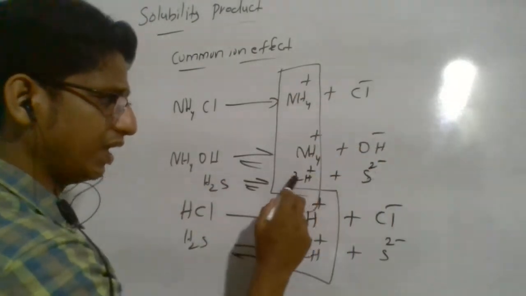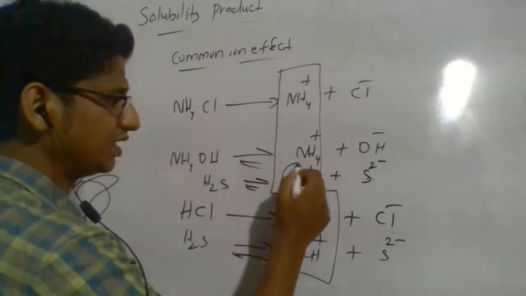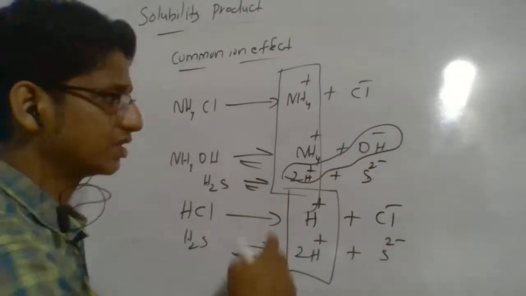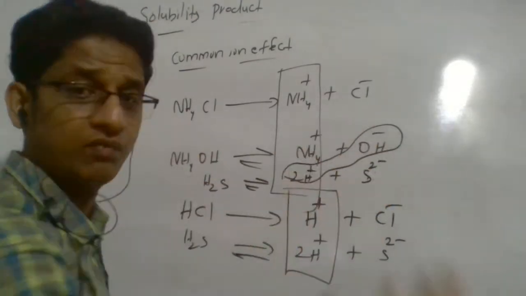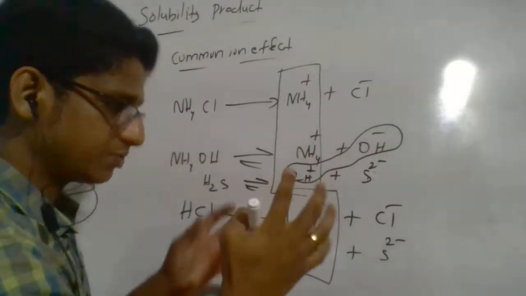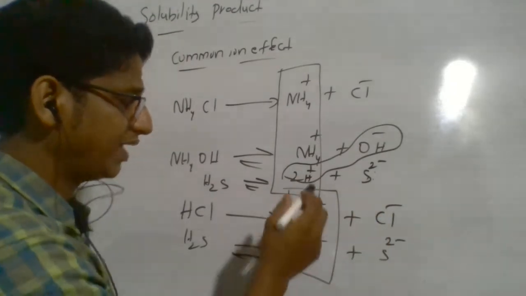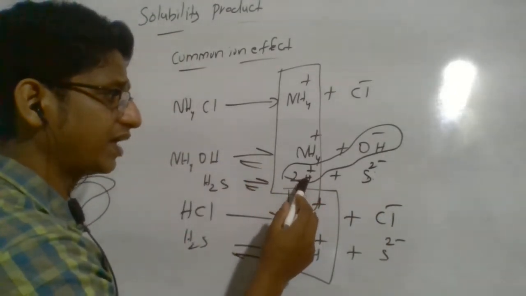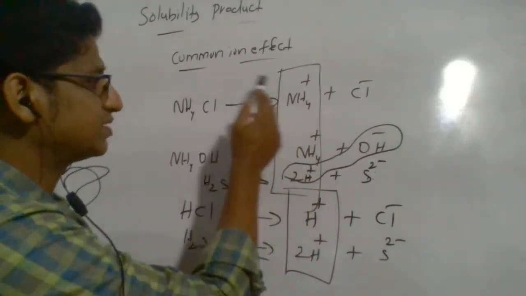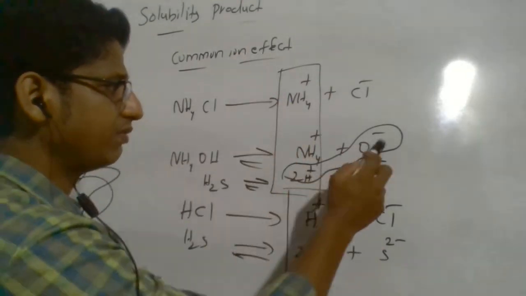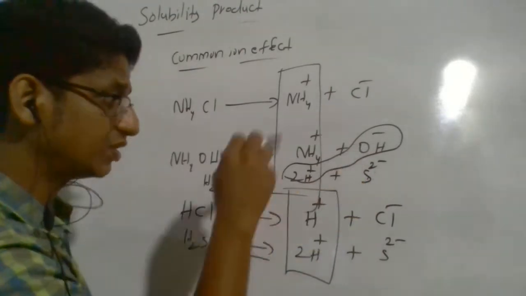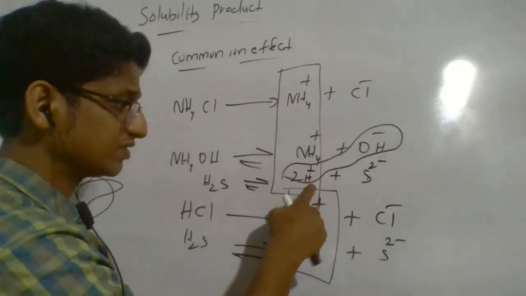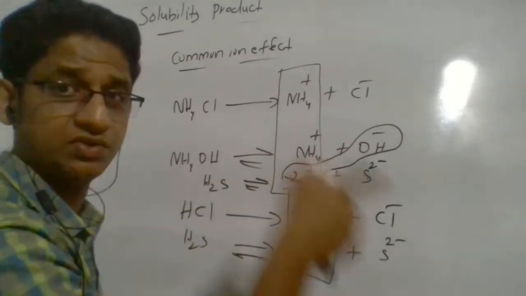Hydroxide ion is there, H plus ion is there. So this H plus ion and OH minus ion can combine to form water. So H plus and OH minus coming together form water. That means the concentration of H plus ion is decreasing, just the opposite of what we saw just before. So if the concentration of H plus ion is decreasing, the system will try to increase it.